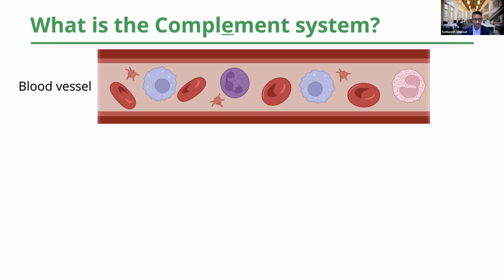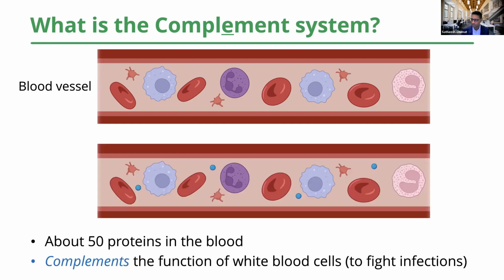So what is complement? Complement are these small little proteins that I've shown in blue, about 50 proteins in the blood. They're called complements because they complement the function of the white blood cell, meaning that they help to fight infection alongside the white blood cells.